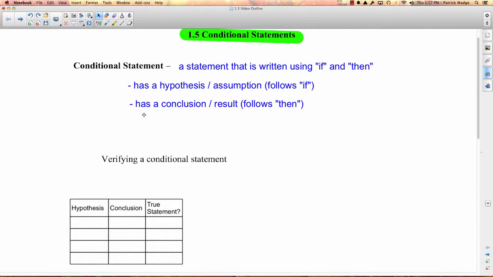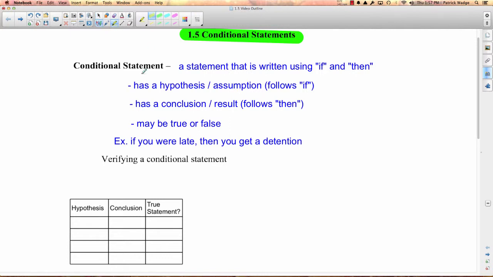So a conditional statement may be true or it could be false. An example of a conditional statement is something like this. If you were late, so here's your hypothesis right here, you being late. If you were late, then you get a detention. This is the conclusion or the result right there. So if you were late, then you get a detention. Is this true or false?